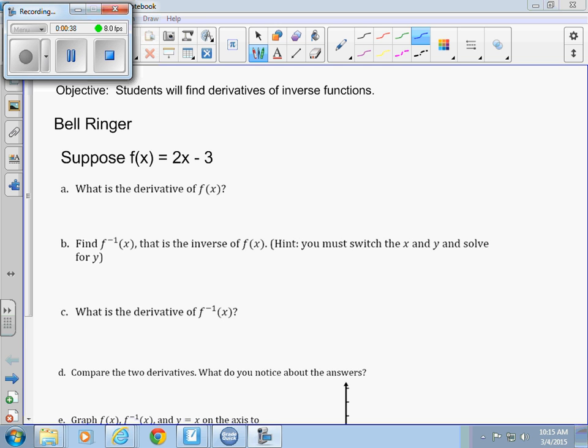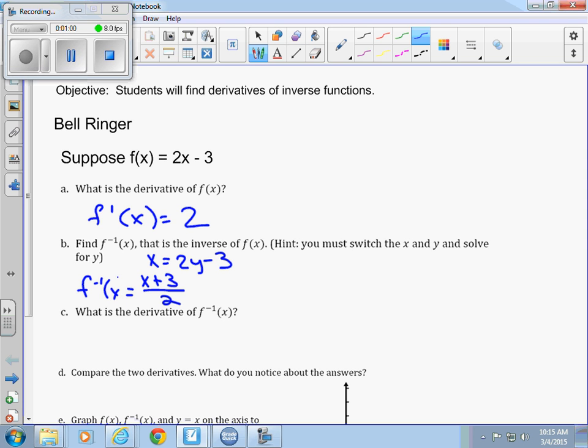So what's the derivative of f of x? Find f inverse. And you have a note card on that probably, but switch x and y, solve for y. Y'all remember doing that in algebra 2. So x equals 2y minus 3. So (x plus 3) divided by 2 is f inverse. Add the 3, divided by 2. Is that what everyone got?